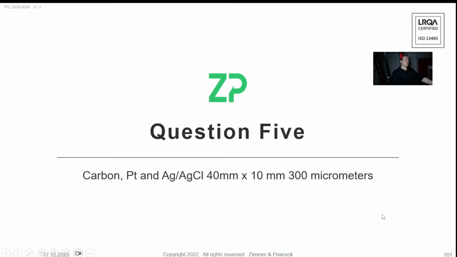Last question, because I know we've been going for about an hour now, so my apologies for that. Somebody's interested in a carbon, platinum and silver chloride electrode system. It's probably worth sending a sketch, is my quick answer.